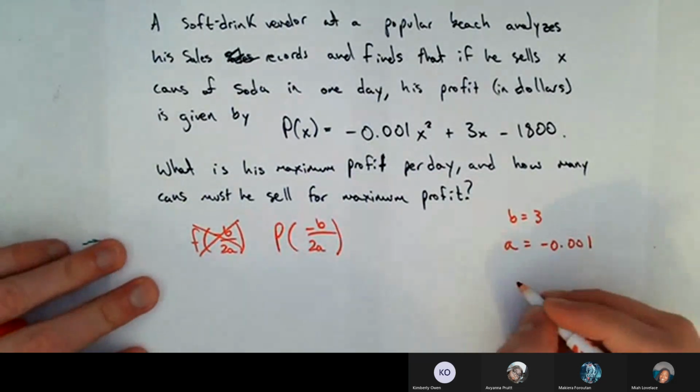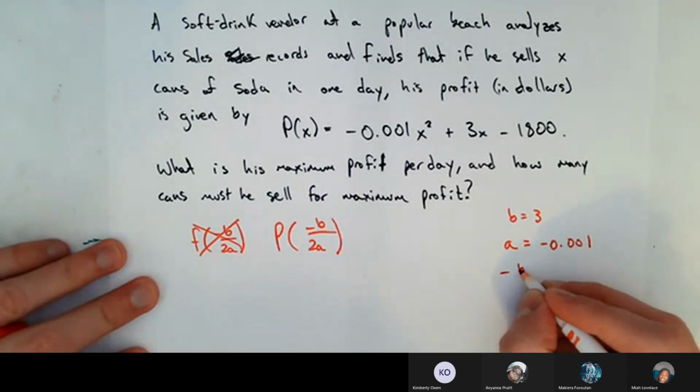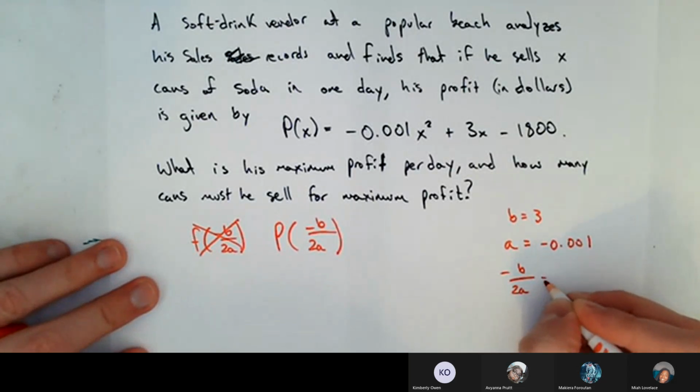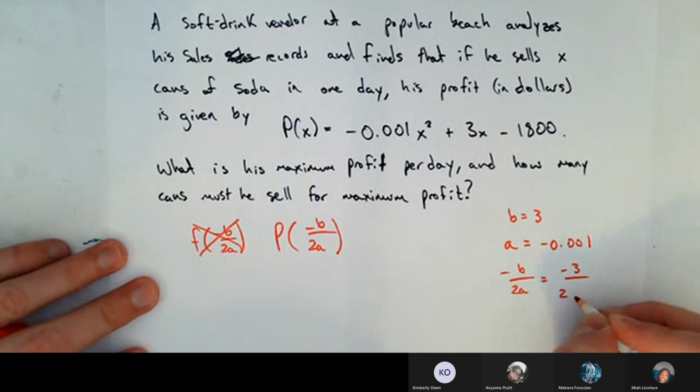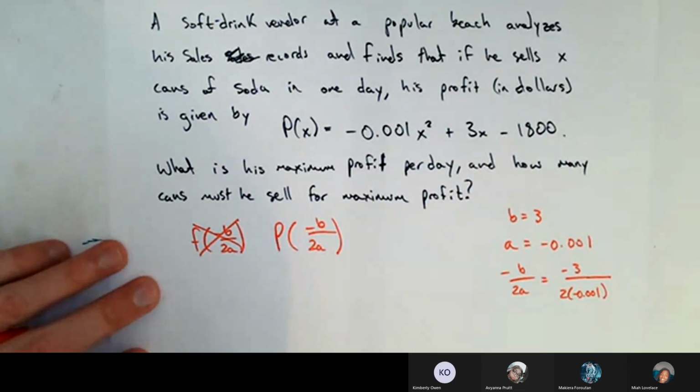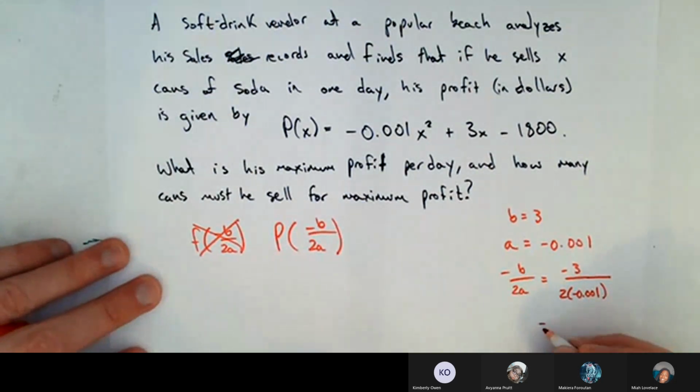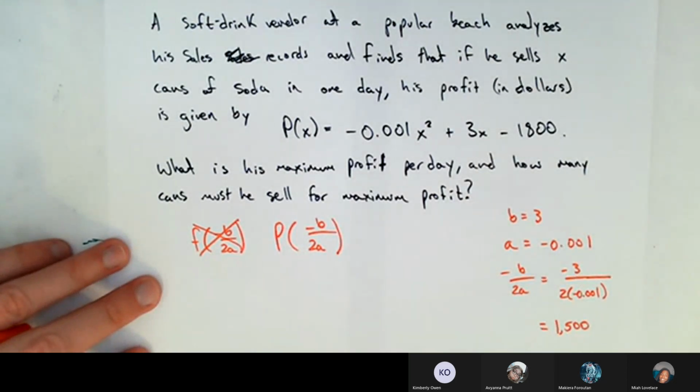P at negative b over 2a. Well, off on the side, I'll figure out what negative b over 2a is, and it's going to be negative 3 over 2 times negative 0.001. That's definitely a job for the calculator. So 3 divided by 0.002. They're both negative, the negatives cancel, and I'm getting 1,500. Just plugging that into the calculator. That's all.